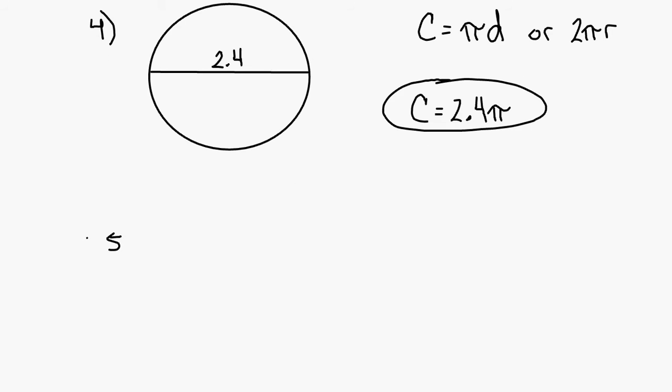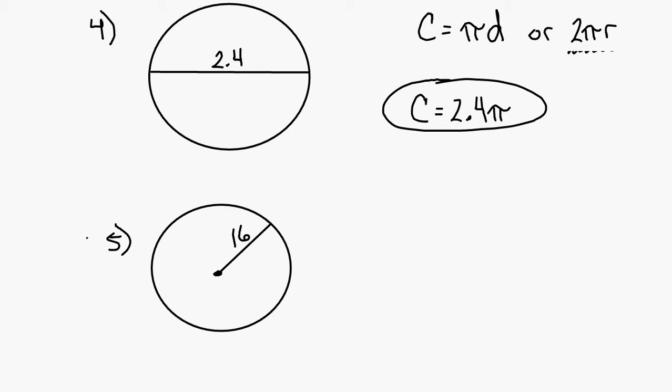In number 5, you're given a circle again. But you're given this dimension, which is not the diameter, it's the radius. So if you're given the radius of a circle and you're asked to find the circumference, then use the formula that deals with radius, which is 2 times pi times r. So the circumference of this circle is equal to 2 times pi times the radius, which is 16. So in terms of pi, the circumference is equal to 32 pi.